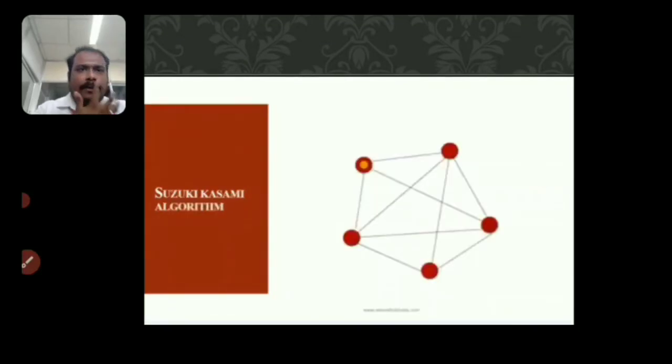Have a look at this diagram. In this diagram, we have 5 different sites, the red marks. We have a yellow dot over there, which is called the token. One particular site has the token and the remaining sites do not. We'll see with this example.